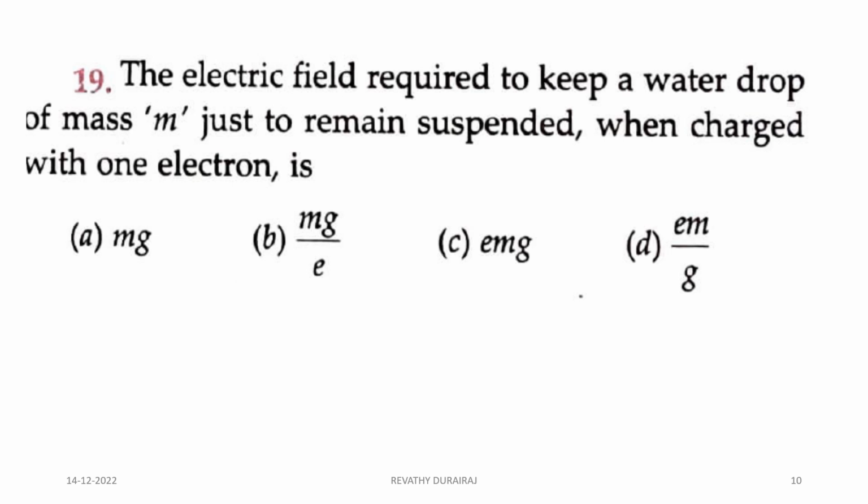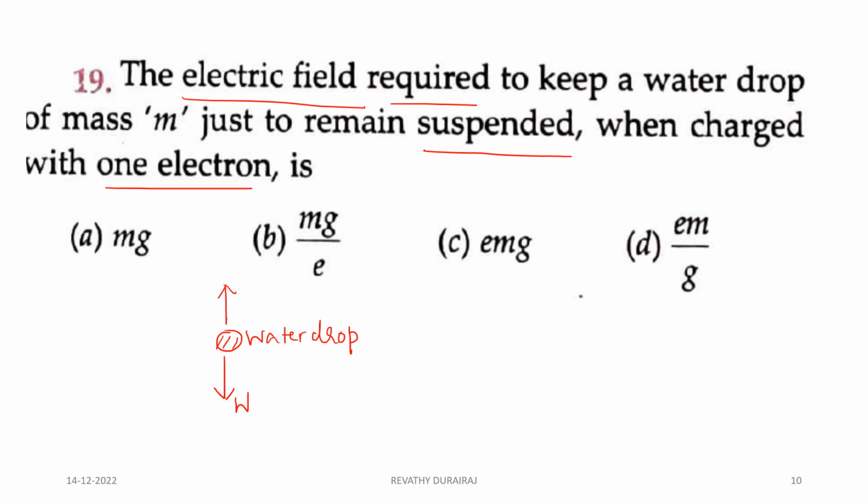The electric field required to keep a water drop of mass m just to remain suspended when charged with 1 electron. So we have to find out the electric field required to just suspend a water drop. This is a water drop. When you want to suspend something like that, the weight of the drop should be balanced by the force due to the electron, that is the electrostatic force. It should act in the opposite direction and it should be equal.